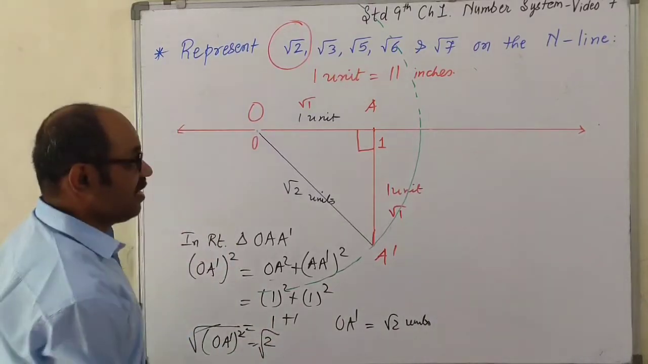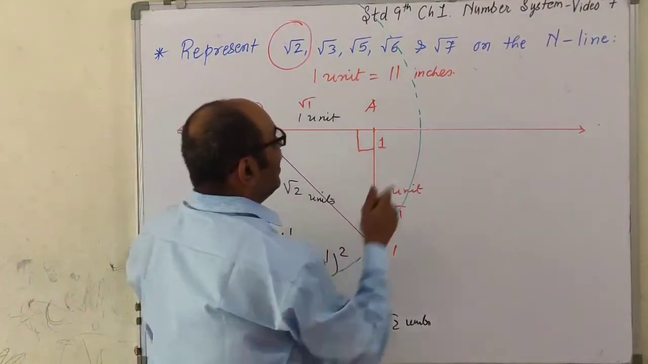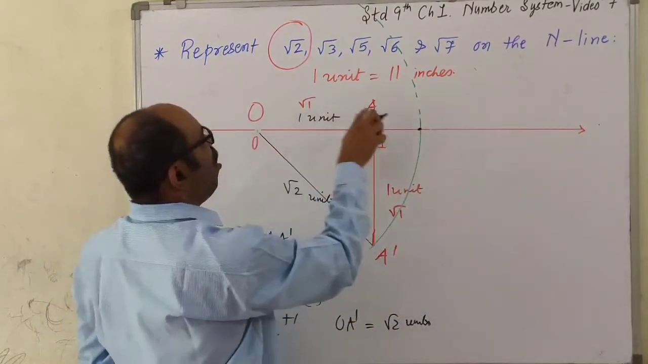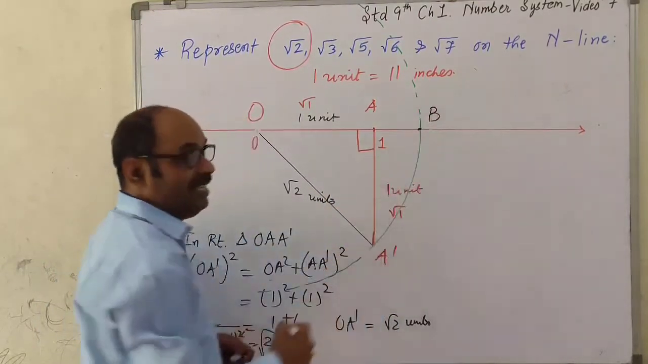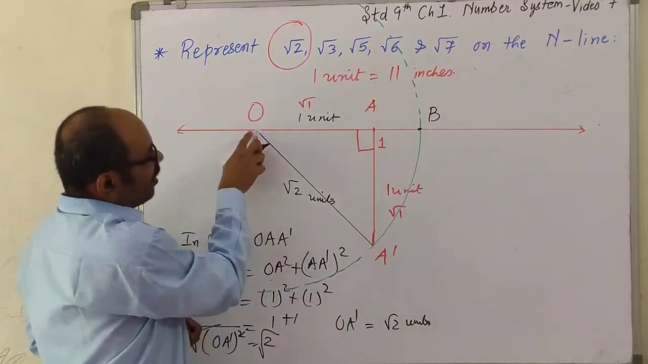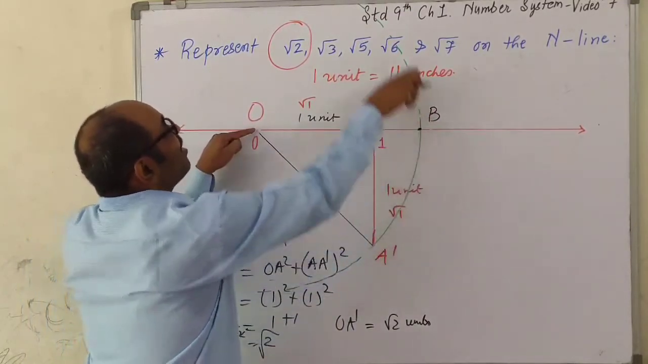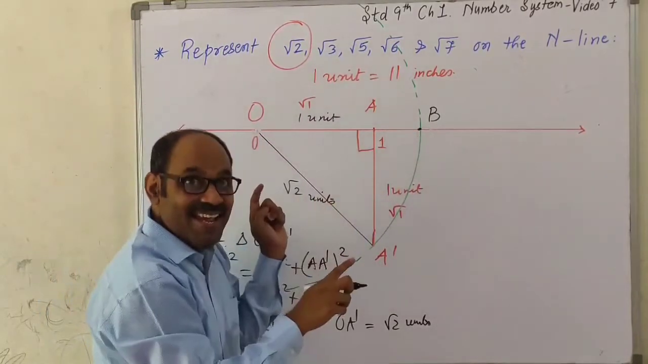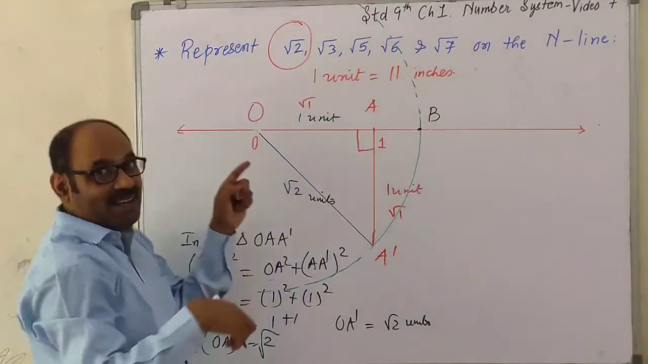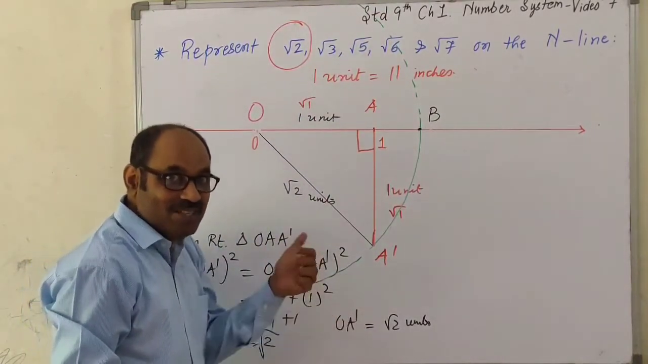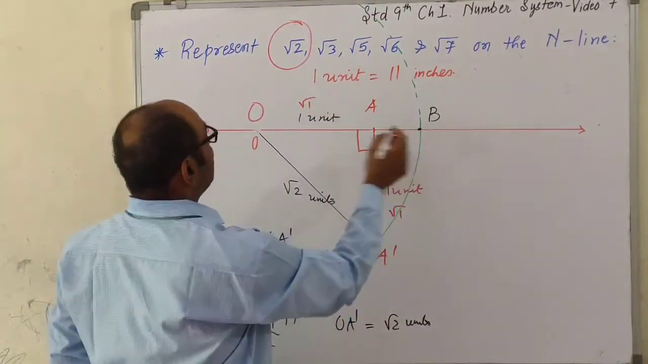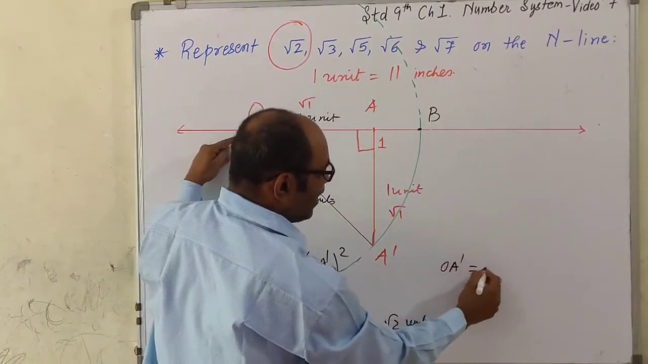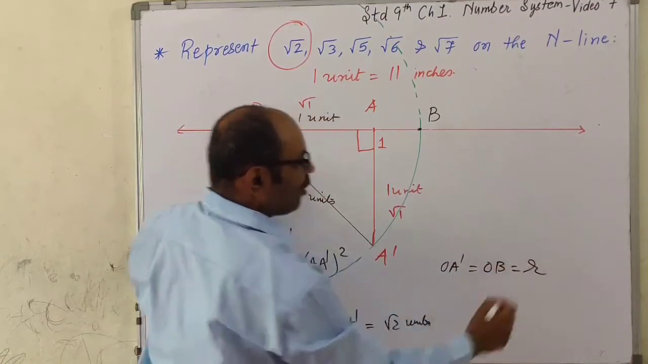Yes. Where does the circle intersect the line? Here. Children, this point I am going to call B. Children, what is OA dash? It is the radius of this circle with center O. What is OB? It is also a radius of the same circle, and the radii are equal. We saw that. So OA dash is equal to OB, which is equal to the radius.